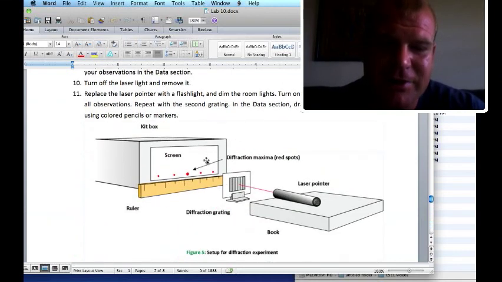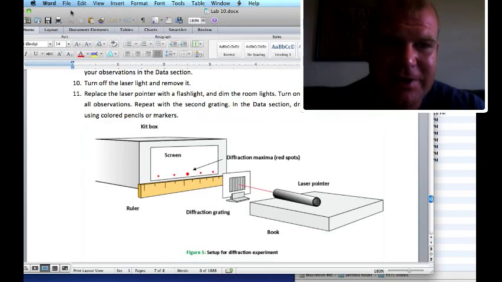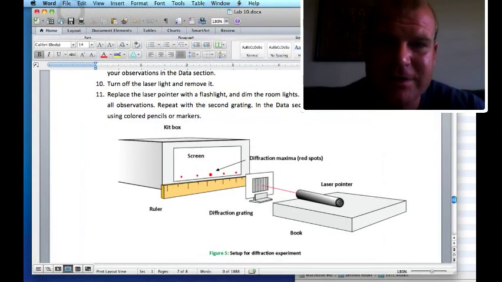I want you to take a picture of your setup apparatus, and try to get the dots in there if you can. If you can't, I understand. But take this picture and send it to me alongside your lab report. Let me know if you have any questions, and I will see you for Lab 11.